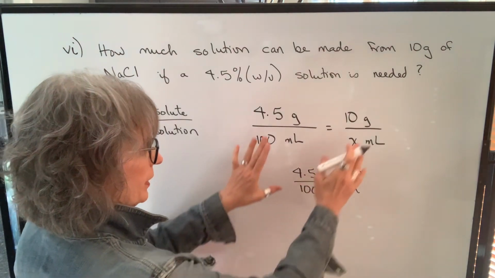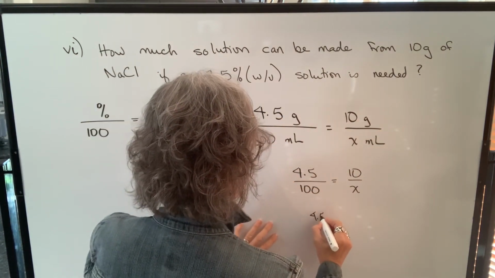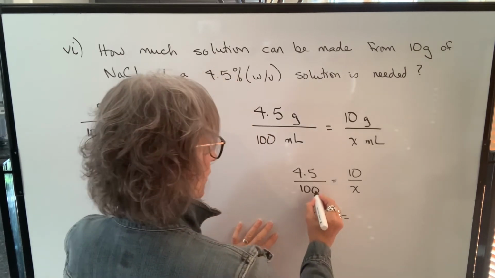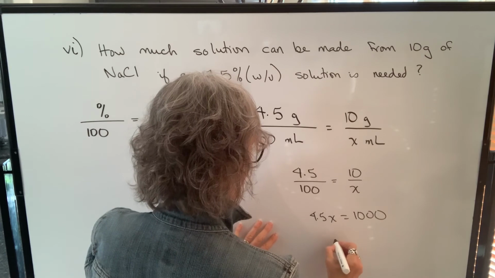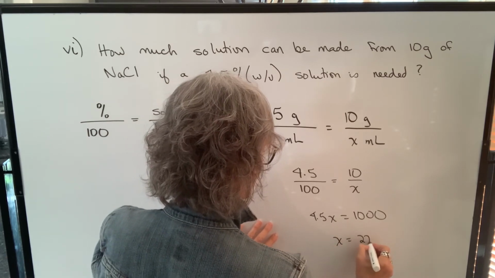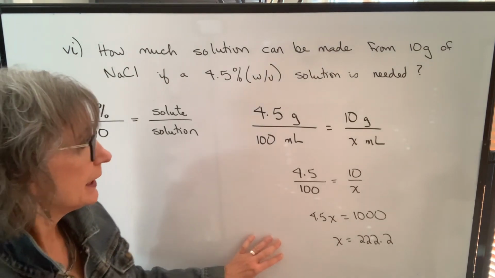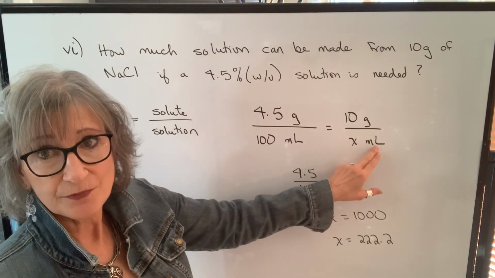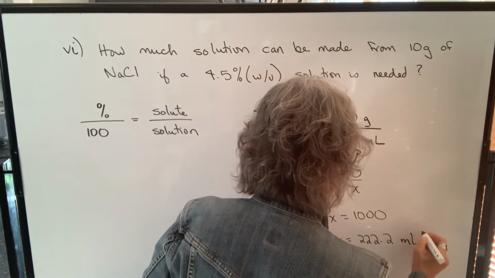In order to solve, we can ignore our units. Cross multiply 4.5 times x will equal 100 times 10, which is 1,000. Divide both sides by 4.5. We get 222.2. And it's a volume, it's the amount of our solution measured in milliliters, so it's that many milliliters of solution.